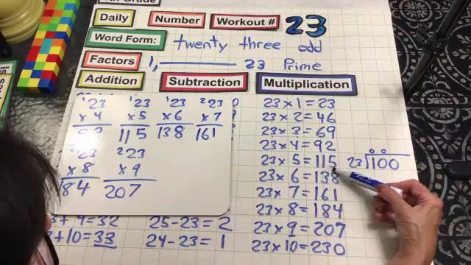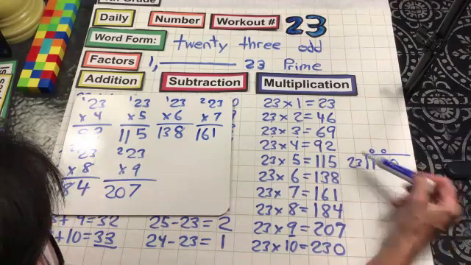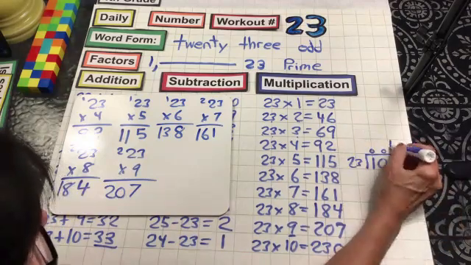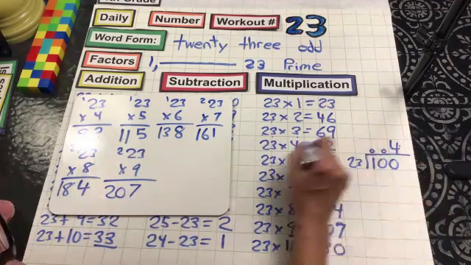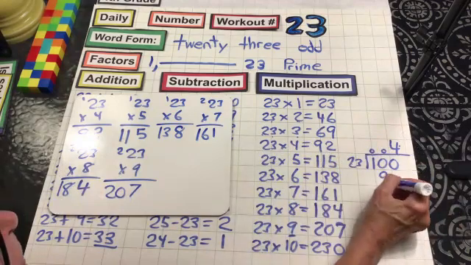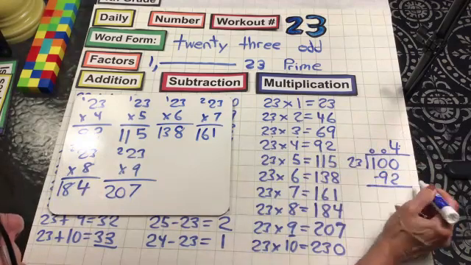And so it doesn't go in 5 times because that's 15 more than 100. So we're going to go with 4 times. 4 times 23, according to this, is 92. Subtract that out.